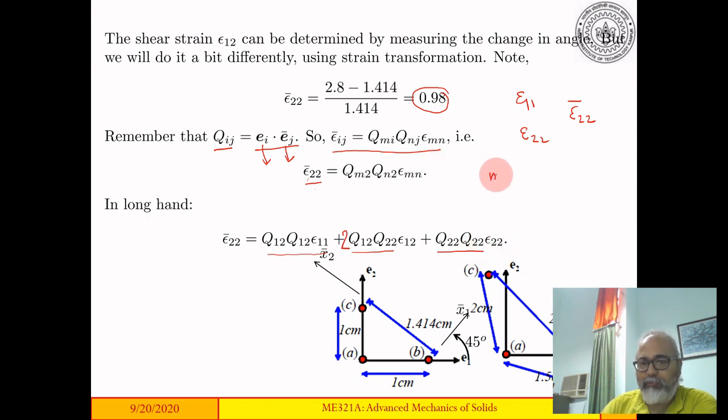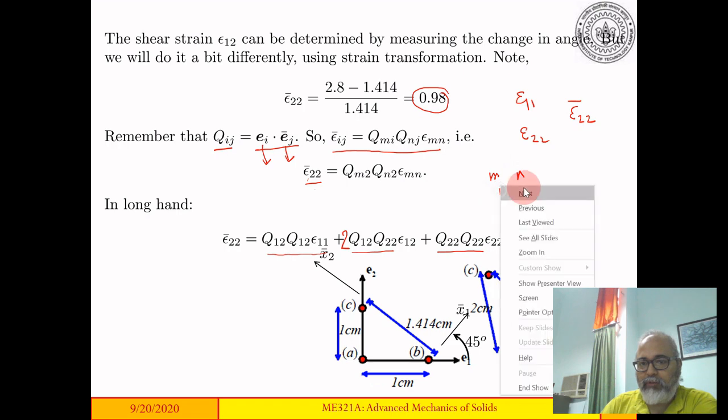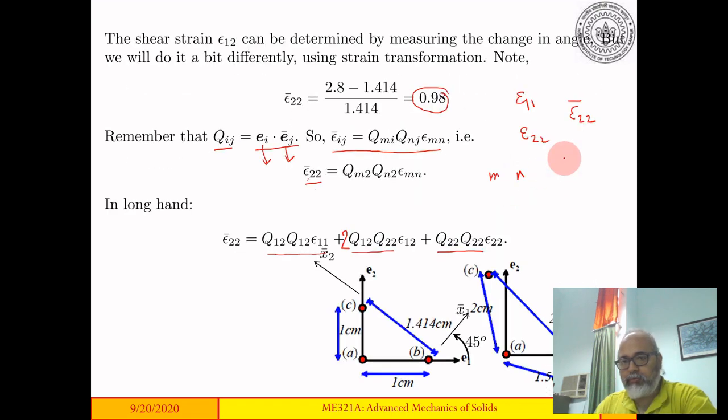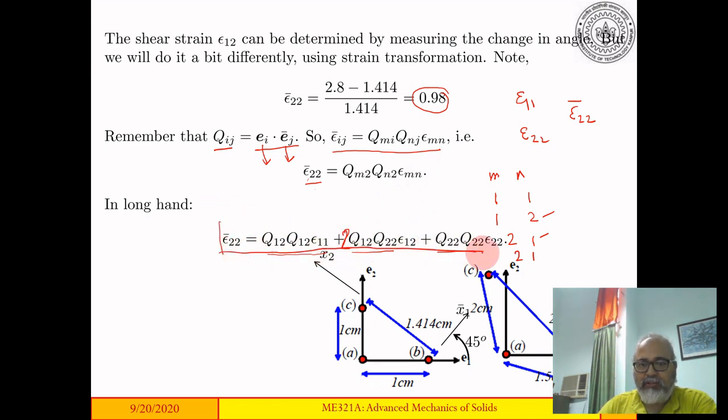So I take m and n to be 1 1, 1 2, 2 1, and finally 2 2. And this 2 1 and 1 2 cases both give me the same number, and that's why this 2 comes in. Okay, so once I use this, I realize that this is the only thing that I don't know. Everything else is known to me.